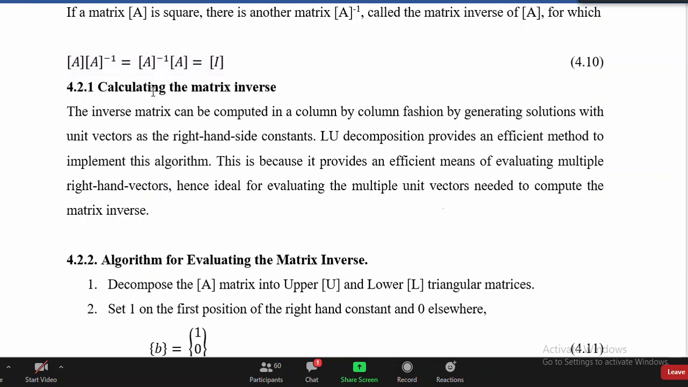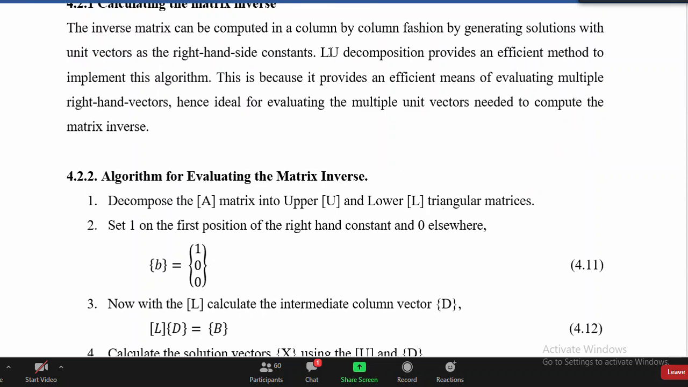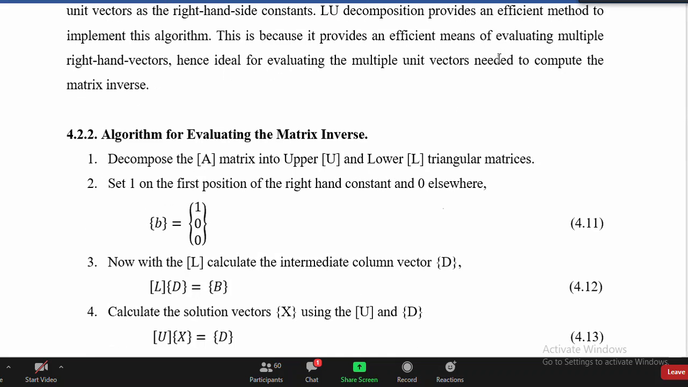So how do we calculate the matrix inverse? It's very, very simple, as long as you have understood how to use any decomposition. This is because it provides an efficient means of evaluating multiple right-hand side vectors. Hence, it is ideal for evaluating the multiple vectors needed to compute the matrix inverse.